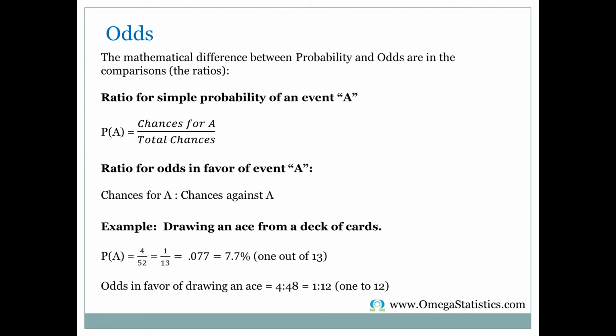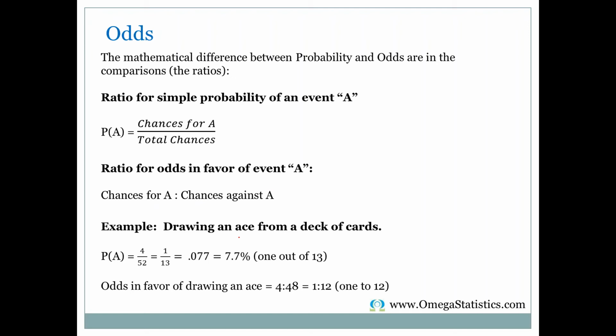The mathematical difference between probability and odds is in the comparisons of the ratios. A ratio for the simple probability of event A would be this: the probability of A, or the chances of A out of the total chances. The ratio for the odds in favor of event A is the chances of A against the chances not A.